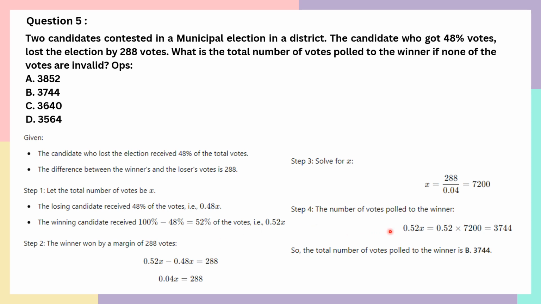Now the number of votes polled to the winner is 0.52x, which gives 0.52 into 7200 is equal to 3744. So our option will be second, B.